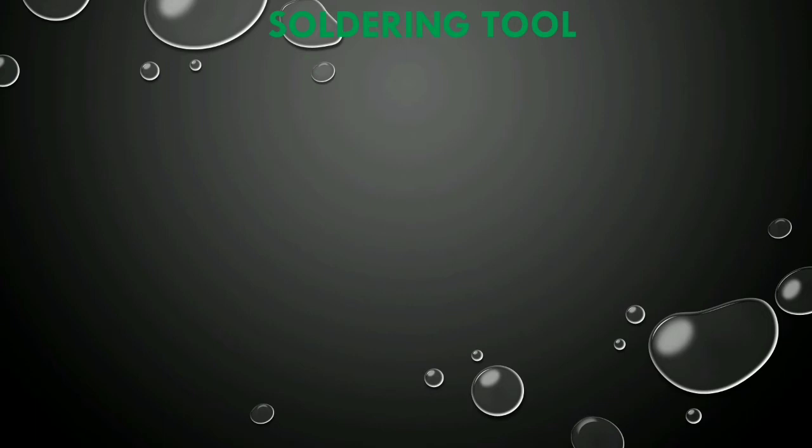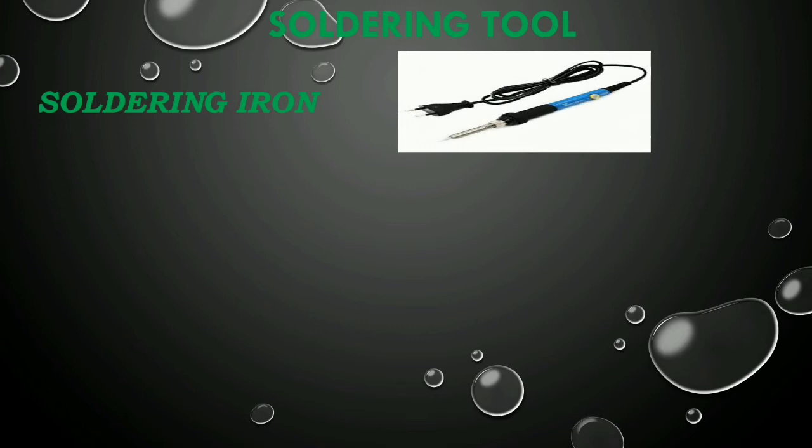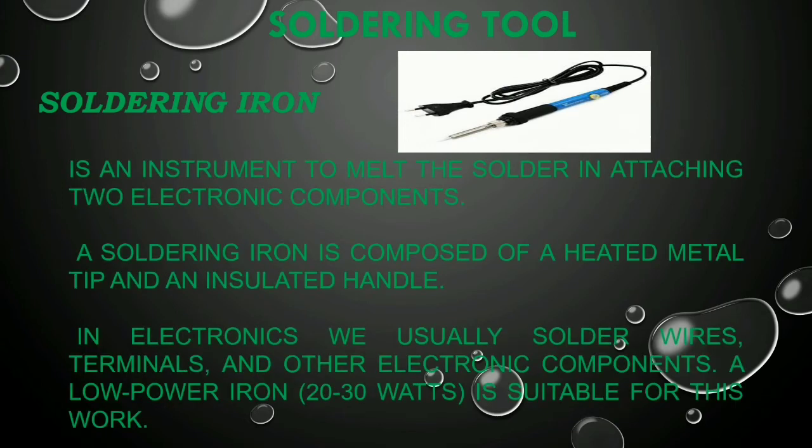So, meron naman tayong soldering tool. So, under soldering tool, we have soldering iron. So, itong example ng soldering iron. So, this is an instrument to melt the solder in attaching two electronic components. So, a soldering iron is composed of a heated metal tip and an insulated handle. In electronics, we usually solder wires, terminals, and other electronic components. A low power iron, 20 to 30 watts, is suitable for this work. Soldering iron ay may iba-ibang wattage. So, sa beginner, recommended na wattage is 20 to 30 watts. So, meron din tayong 40 watts, 60 hanggang 100 watts.